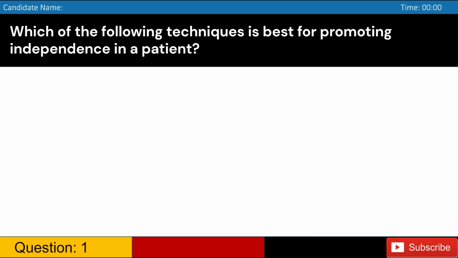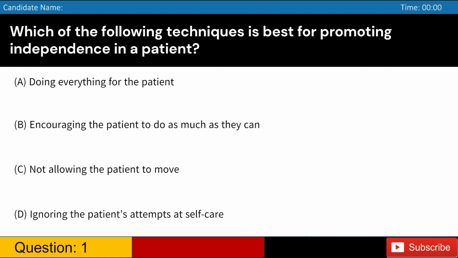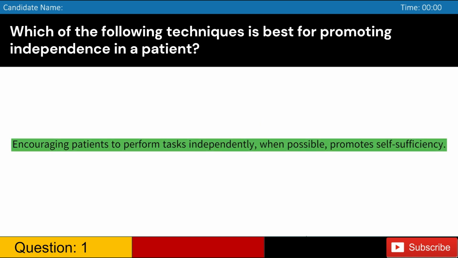Which of the following techniques is best for promoting independence in a patient? A. Doing everything for the patient. B. Encouraging the patient to do as much as they can. C. Not allowing the patient to move. D. Ignoring the patient's attempts at self-care. Answer B. Encouraging patients to perform tasks independently, when possible, promotes self-sufficiency.